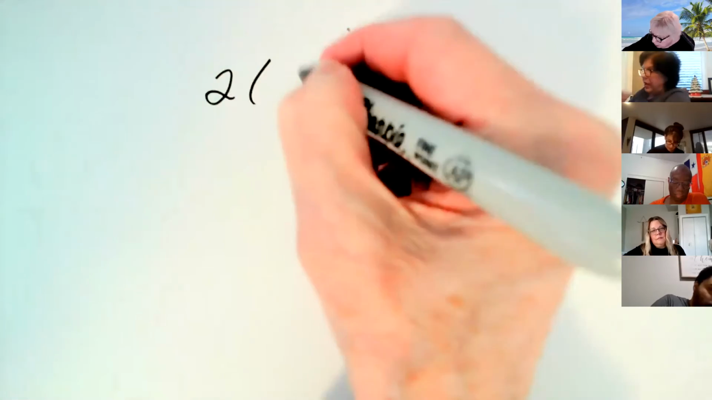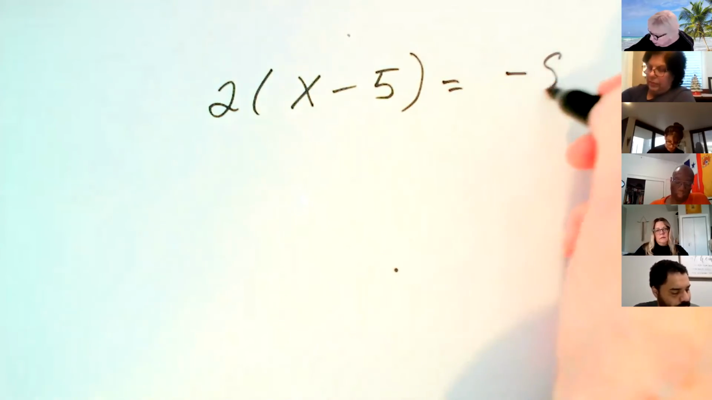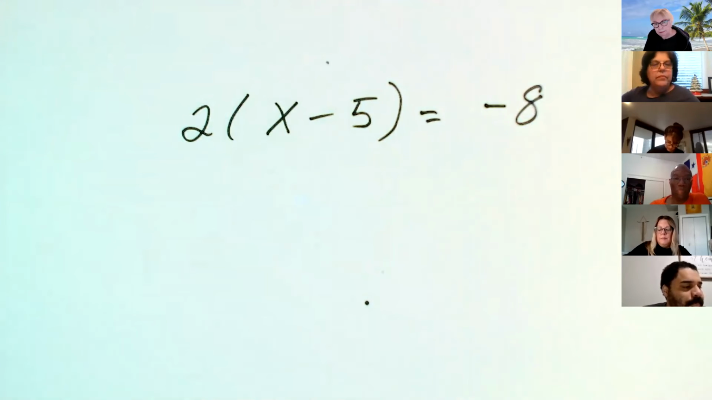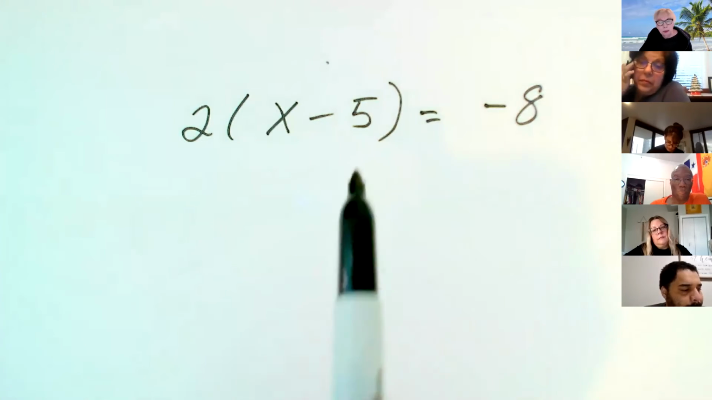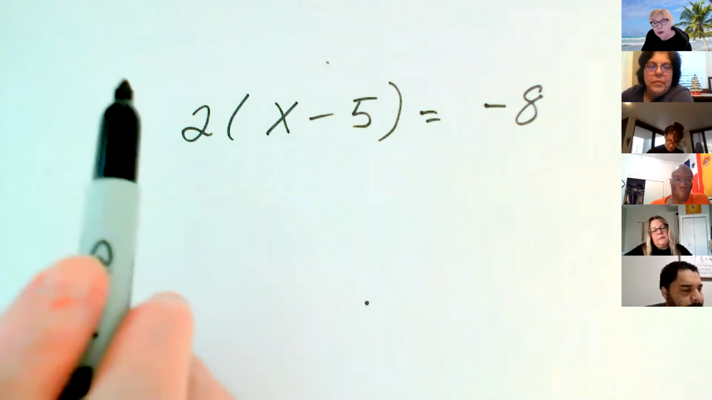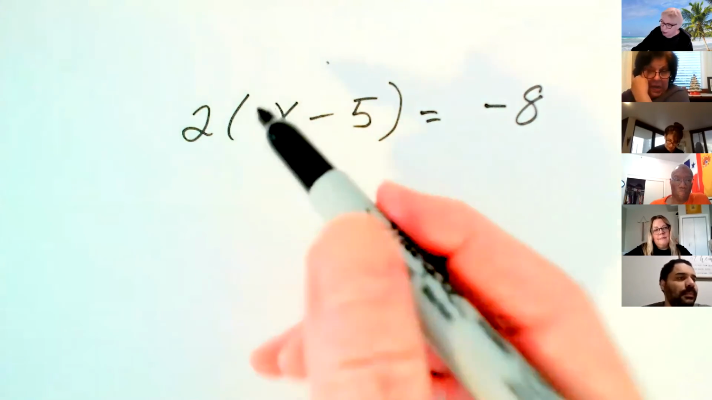Okay. Here's our next baby. 2 times x minus 5 is -8. I would say this qualifies as simplify. That first step. See, the x is enclosed inside the parentheses. So the truth is we can't even get to it until we distribute properly. Let's liberate it. So what are we going to distribute?